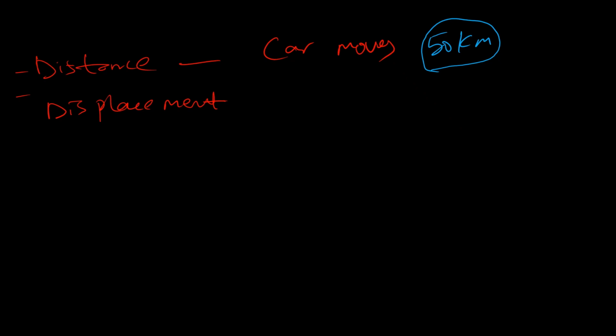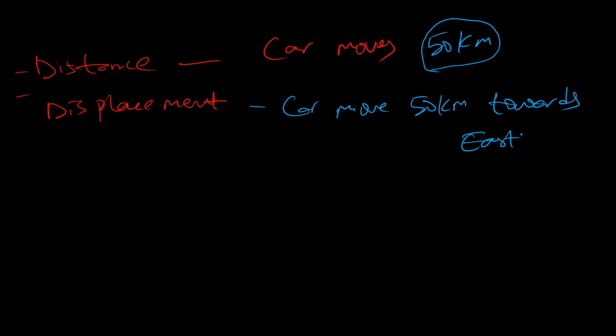Now displacement, on the other hand, is a distance that has a direction. That is the distance an object or a body moves in reference to a particular direction. Let's say this car now moves 50 kilometers towards east. Now this is the direction, right?